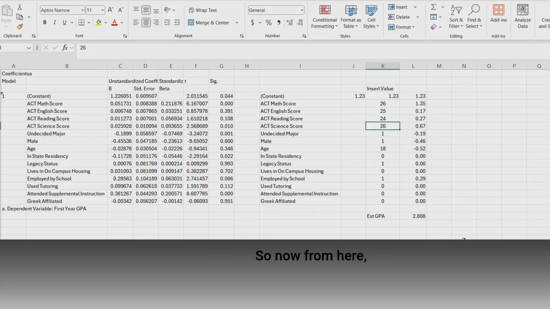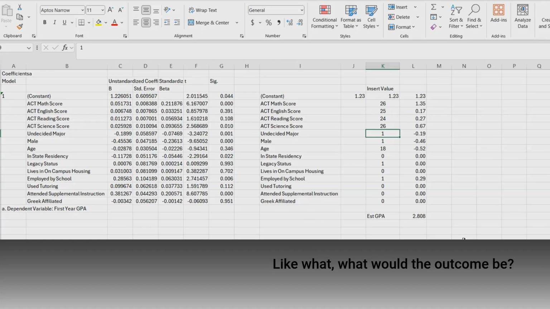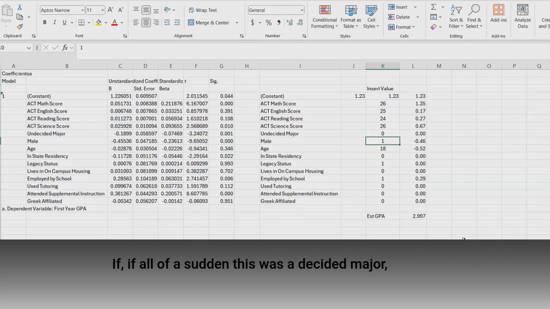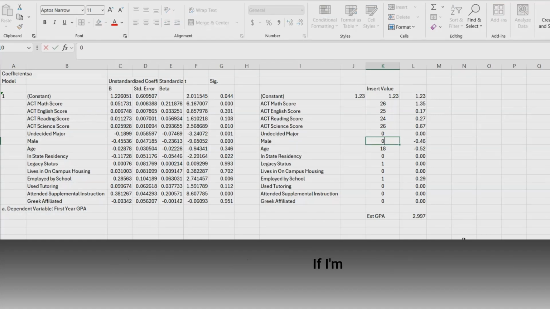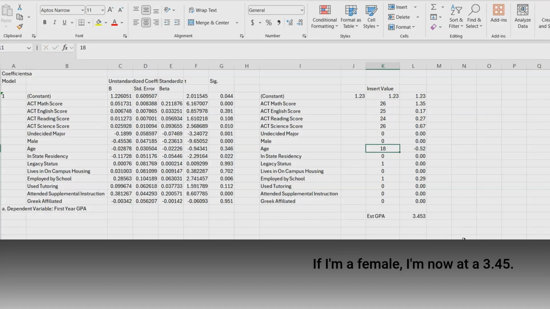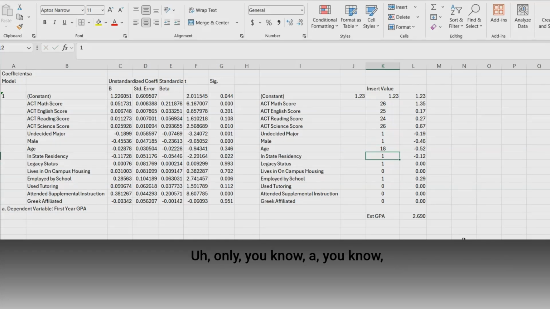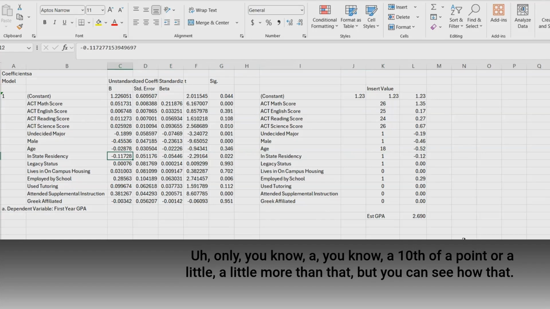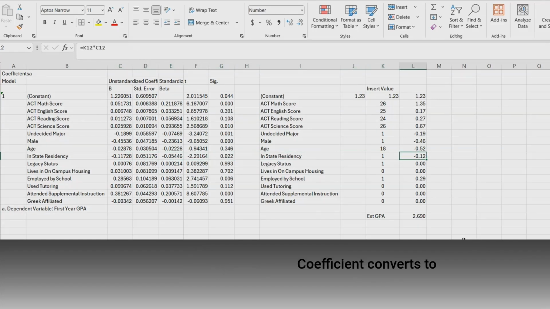So now from here, we can just play around and see, this becomes a simulator. Like what would the outcome be if all of a sudden this was a decided major? Bam, you're at a 3.0. If I'm a female, I'm now at a 3.45. So it shows where the real differences are here. If I'm an in-state resident, what does that do? Only a tenth of a point, or a little more than that. But you can see how that coefficient converts to that as well.